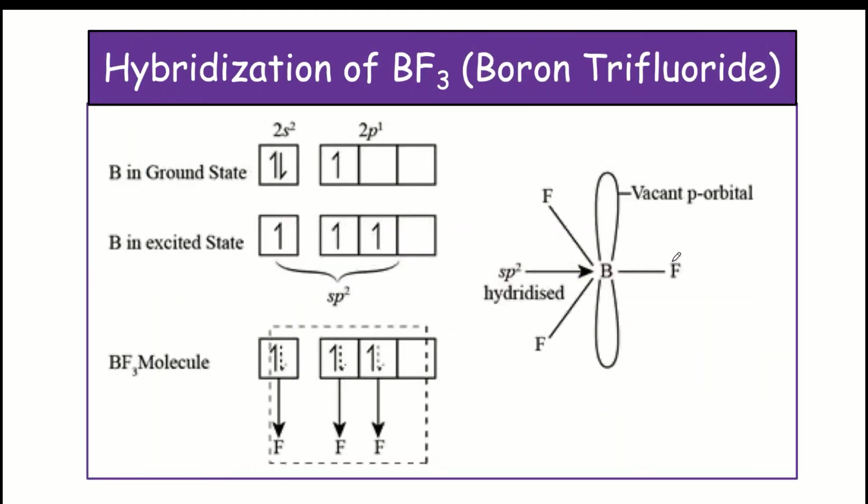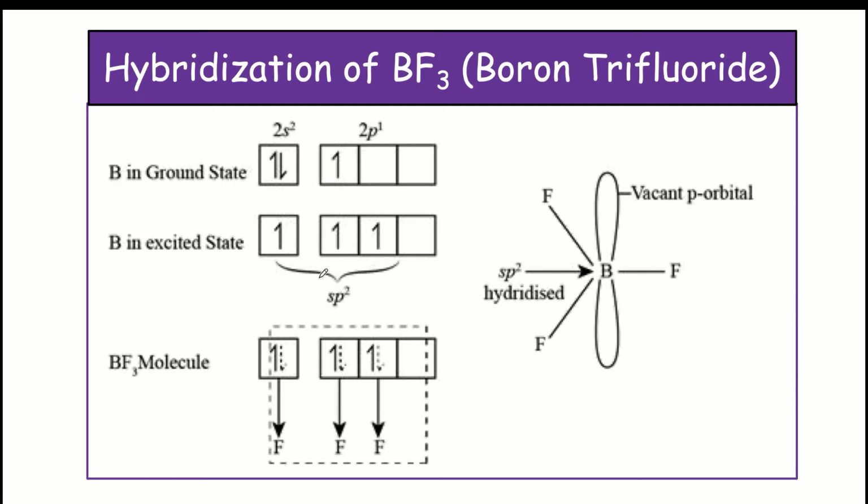So an example of sp2 hybridization is boron trifluoride. Boron in its ground state has the electronic configuration 1s2, 2s2, 2p1. In its excited state, one electron from 2s is promoted to the 2p orbital. Now we have three half-filled orbitals, each having an unpaired electron. Now to get equivalent bonds, these three orbitals hybridize to form sp2 hybrid orbitals or sp2 hybridization.